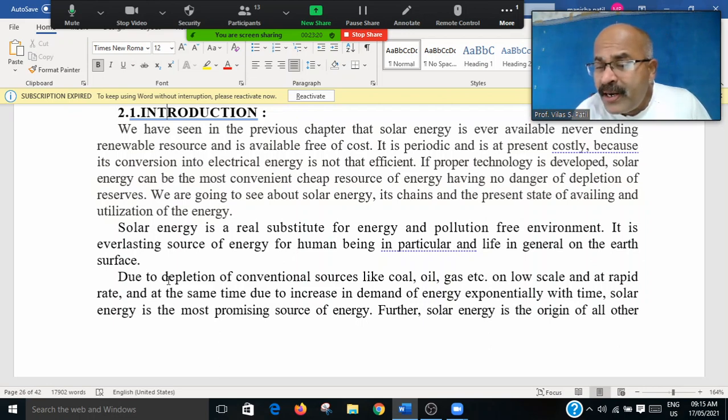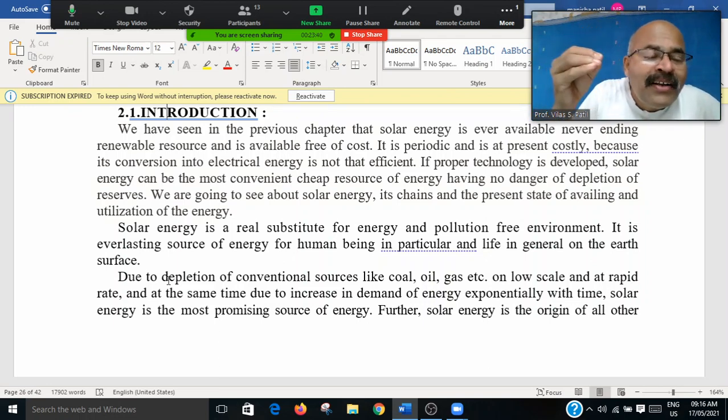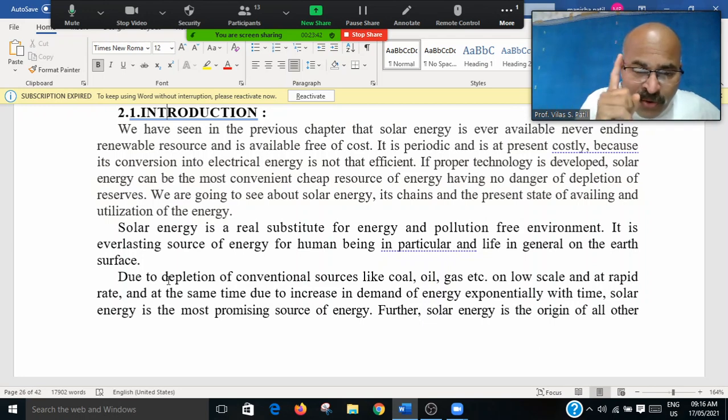If proper technology is developed to convert solar energy into electrical energy, solar energy will become the most convenient cheap source of energy, having no danger of depletion of reserves. We are going to see about solar energy.